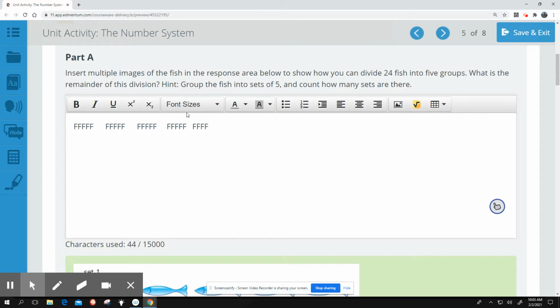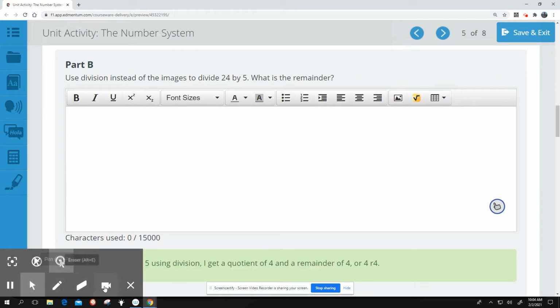So using my strategy here, I have 1, 2, 3, 4 sets with a remainder of 4. So 4 sets with a remainder of 4. We're going to use division instead of the images.